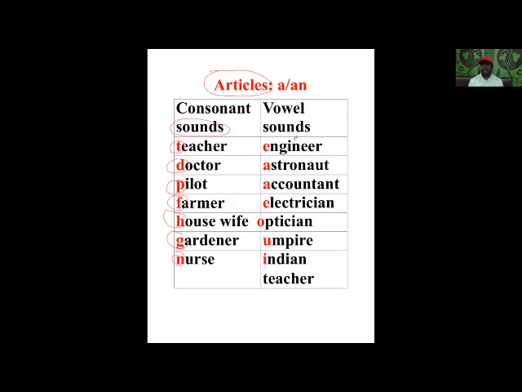Now we go to this side. These ones are called vowel sounds. We have vowel letters and vowel sounds. Let me first read the vowel letters. A. Letter A, the sound is A.